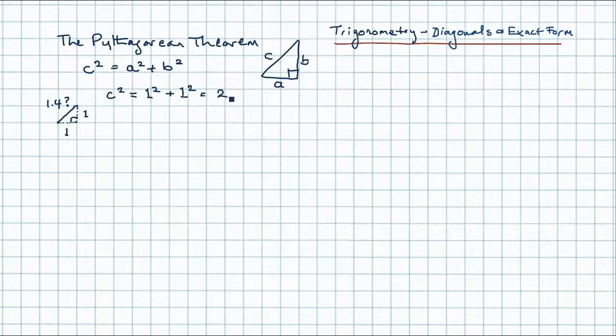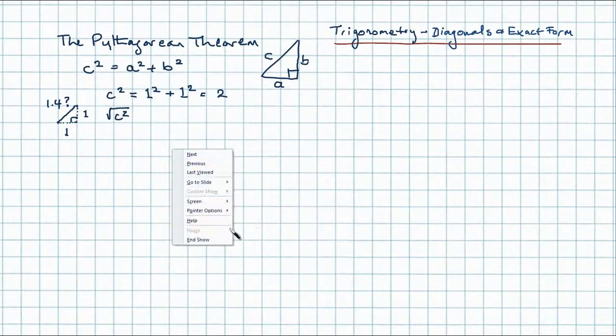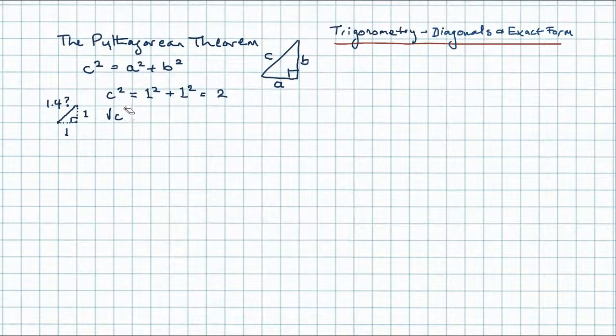If C squared is 2, what's C? Well, if we square root both sides of the equation, the square root of C squared is obviously just C. So C equals the square root of 2. But what's the square root of 2? Is it 1.4? Well, we know that it's exactly root 2, so we can just call this root 2. We know this is exactly root 2.